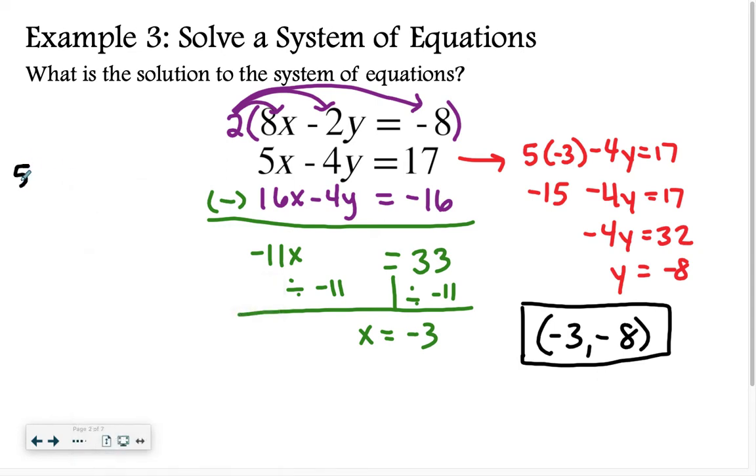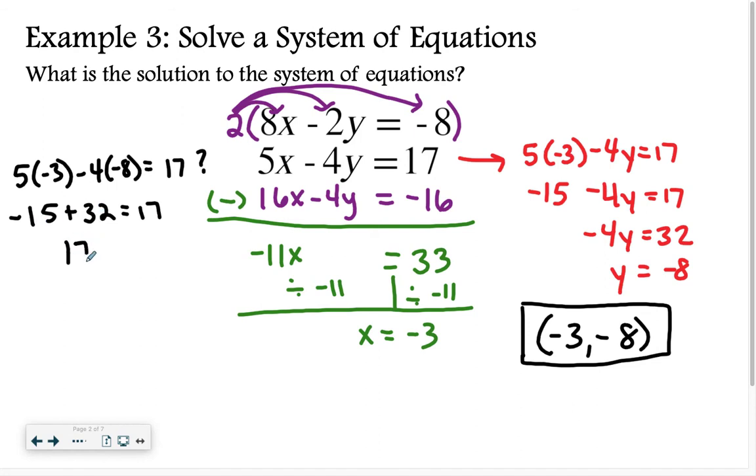So if I did 5 times my x, which is negative 3, minus 4 times negative 8, I want to see, does that equal 17? This is how I check my answer. I'd say negative 15 minus a negative 32, or just plus 32 equals 17. So negative 15 plus 32 does equal 17.